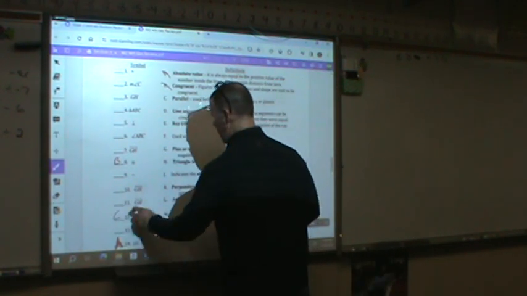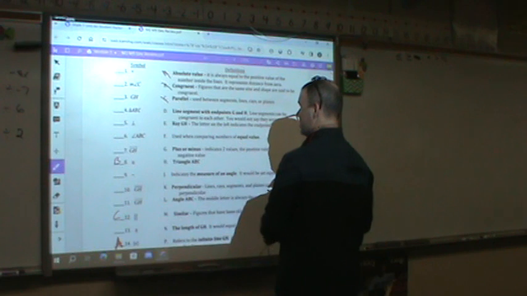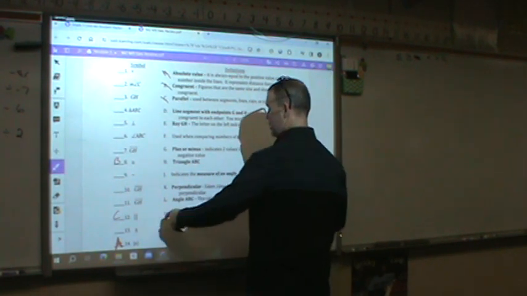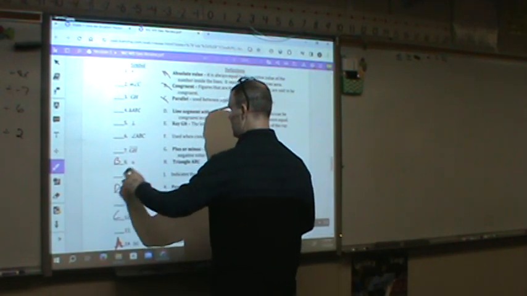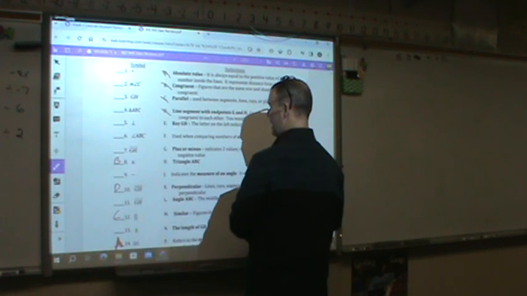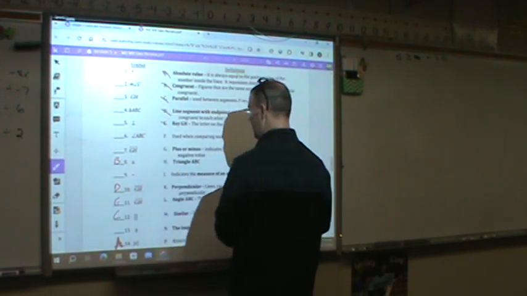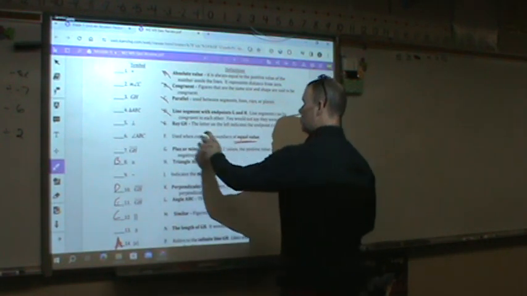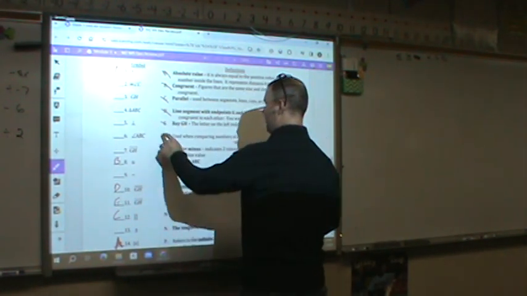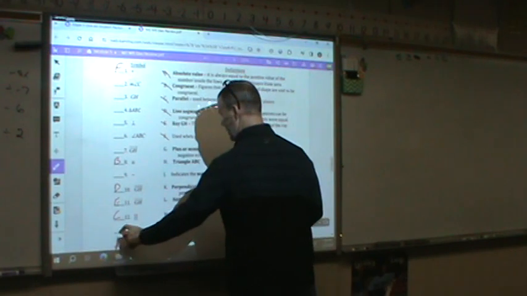Parallel. If two lines are parallel, that's number 12. A line segment with endpoints G and H, that's going to be number 10. So 10 is D. Ray GH. Ray GH is number 11. So 11 is E. Equal value, that's going to be an equal sign, F. G, plus or minus, that's 13.